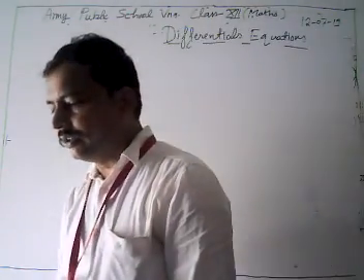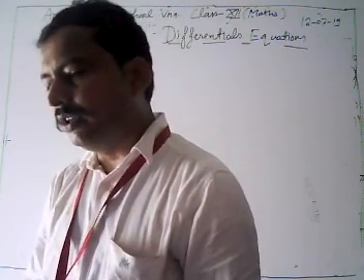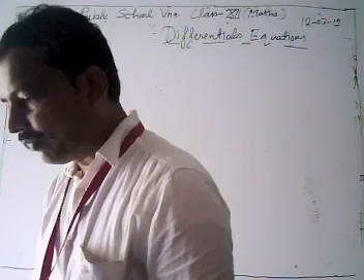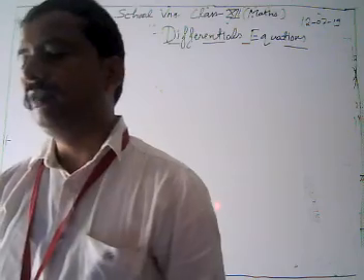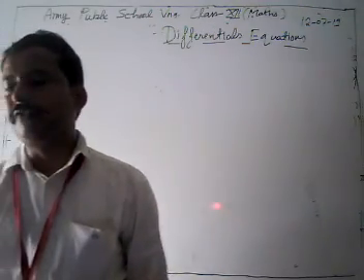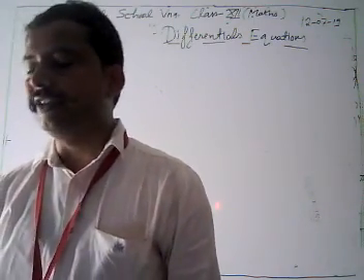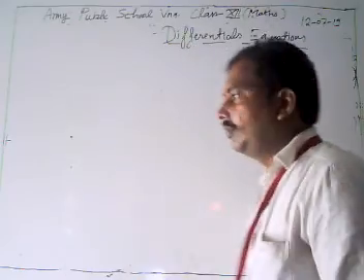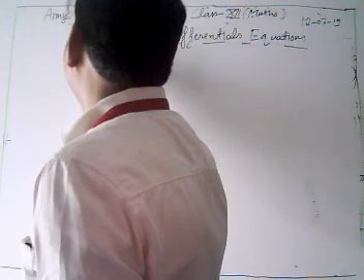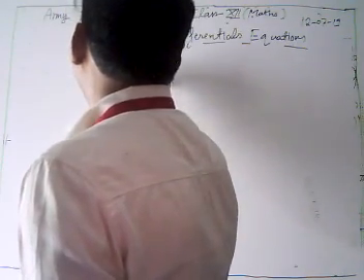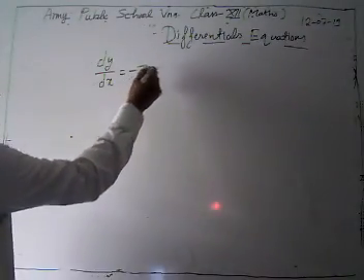Then we can define that a differential equation is an equation involving a function and one or more of its derivatives. How can we define a differential equation? A differential equation is an equation containing a function and one or more of its derivatives. For example, we have dy/dx equal to minus 7x. If we take dy/dx equal to minus 7x, then this is our differential equation.